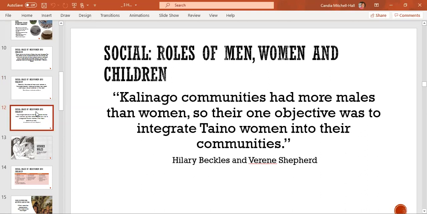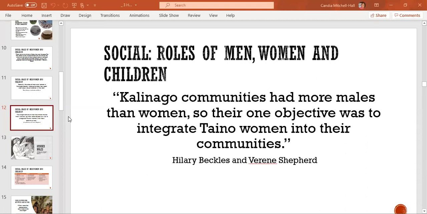Another view, we're going now to Liberty's Lost. Bianca James, could you read that quote for me, please? Kalinago communities had more males than women, so their one objective was to integrate Taino women into their communities. Could somebody explain to me what that means? Sir, I think they're going to kidnap the women. Yes, so they are going to go to war with the Tainos for their women.